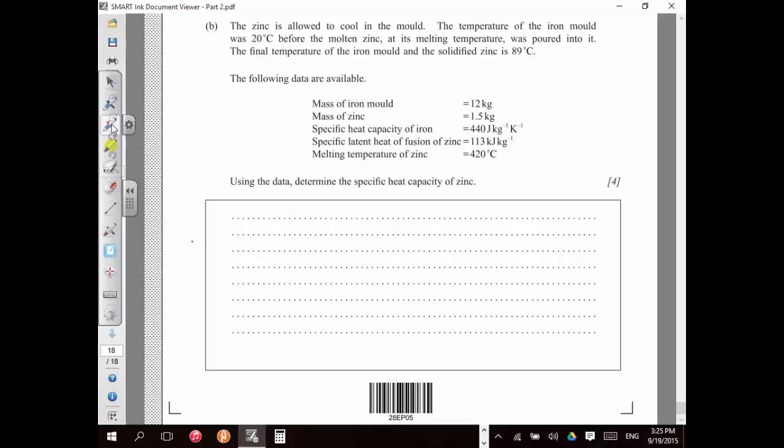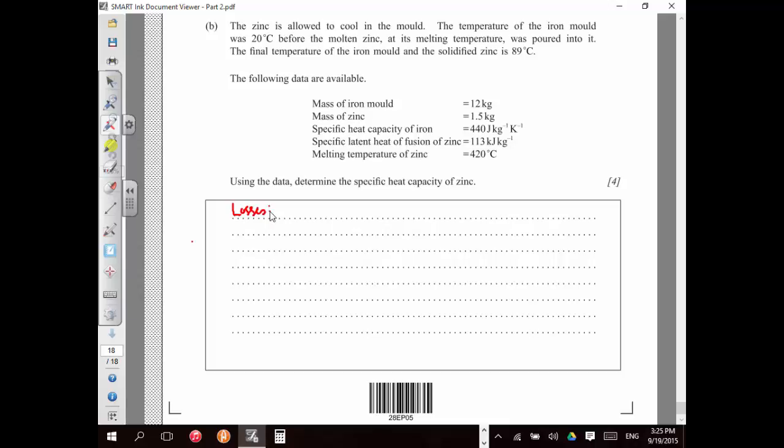Okay, so we've got 3 bunches of energy here. We've got the energy that the zinc gives off in turning into a solid. And we've got the energy that it loses in cooling from 420 degrees to 89 degrees. And the sum of those two should be equal to the energy that the iron gains in heating up from 20 to 89 degrees. Okay, so maybe what we'll do is just work out the losses first.